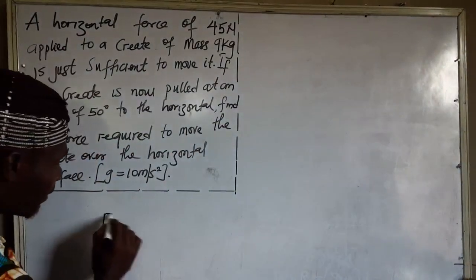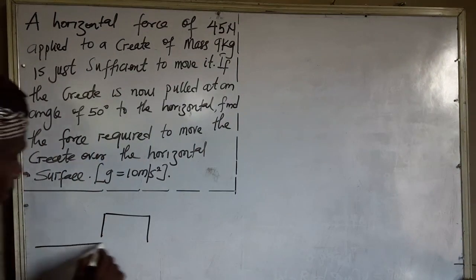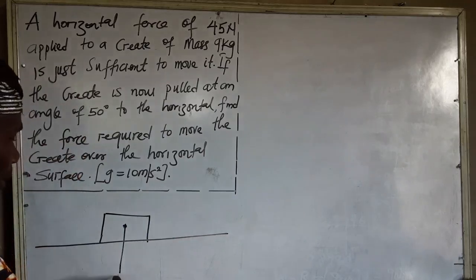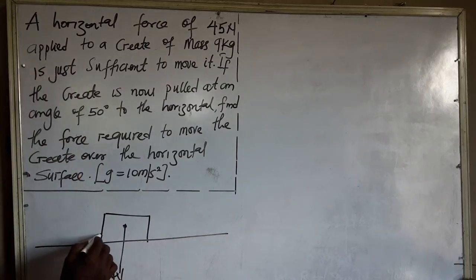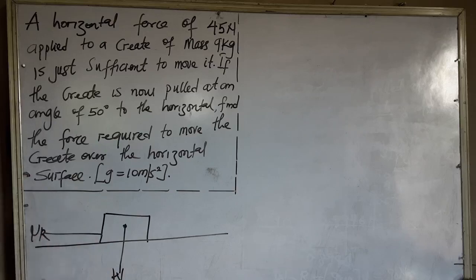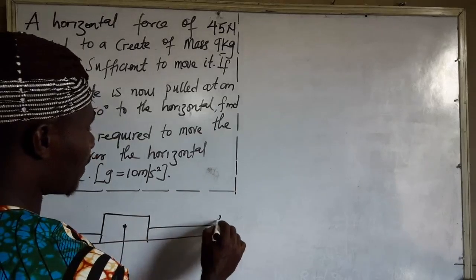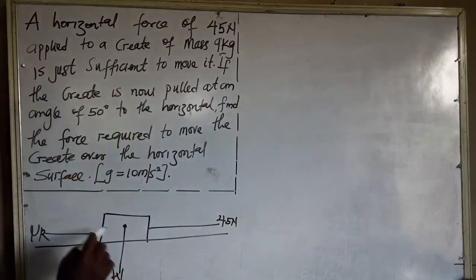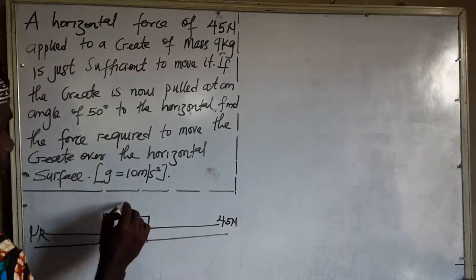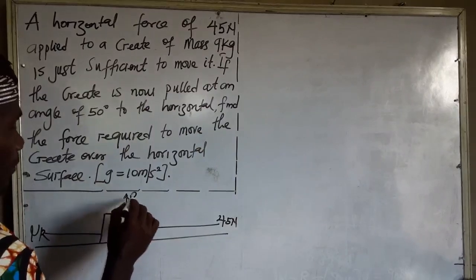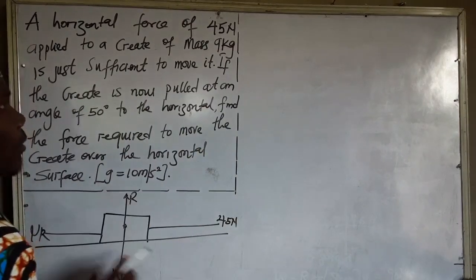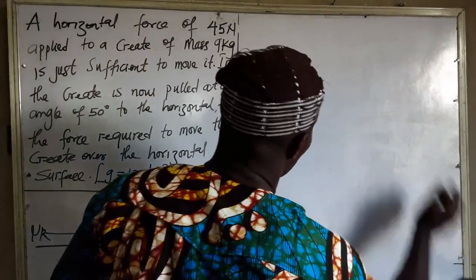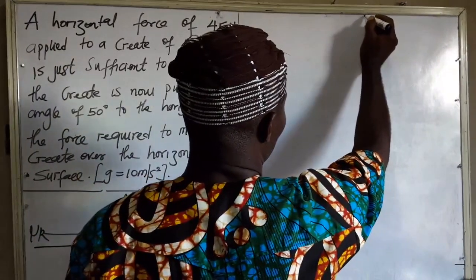Let's have, maybe, this is a crate on a horizontal surface. We are given the weight of the crate. This is the limiting friction. This is the horizontal force, 45 Newton, that has been given. Now, we have the weight, and we also have the reaction. That means the upward force is equal to the downward force.